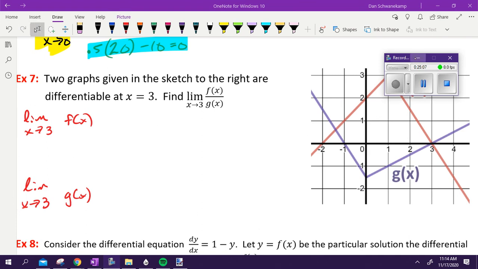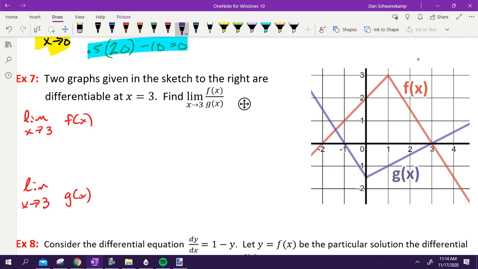We're finding the limit as x approaches 3, looking at this table. Okay? Show me with your fingers. What is the limit as x approaches 3 of f of x? 0. What am I looking for on this table? Just the y value. That's 0. This is 0. G and f both are 0.